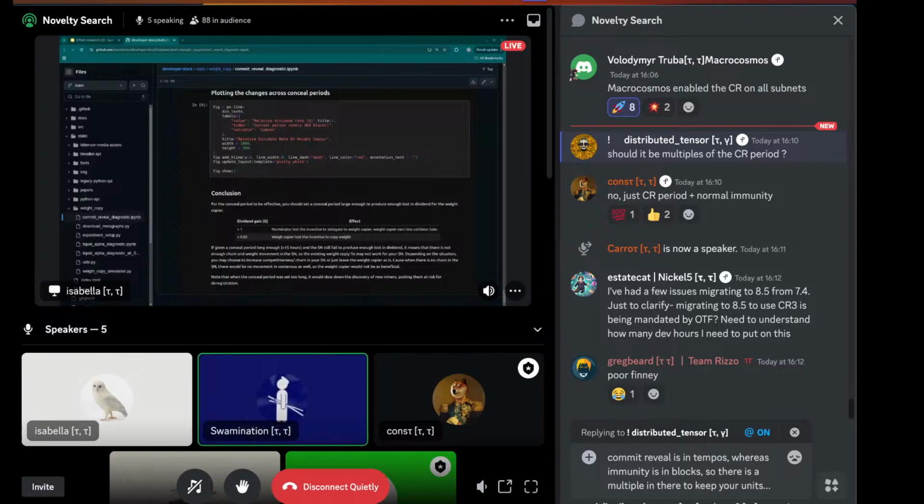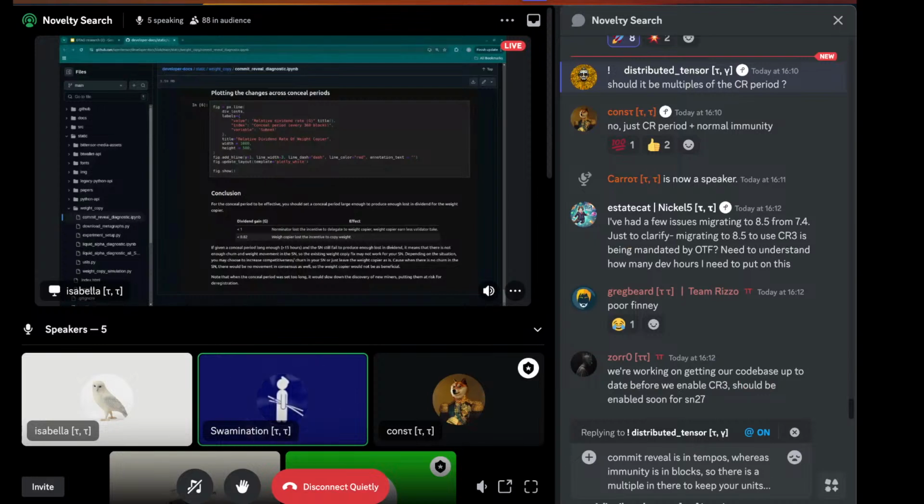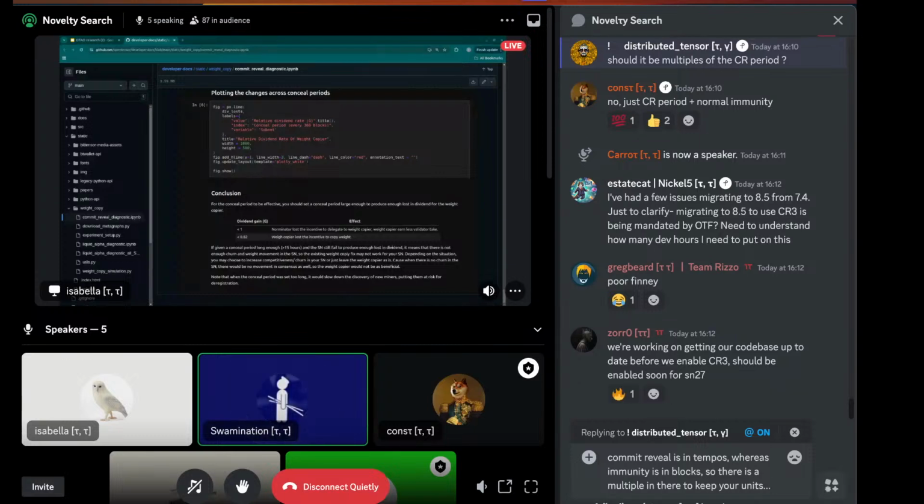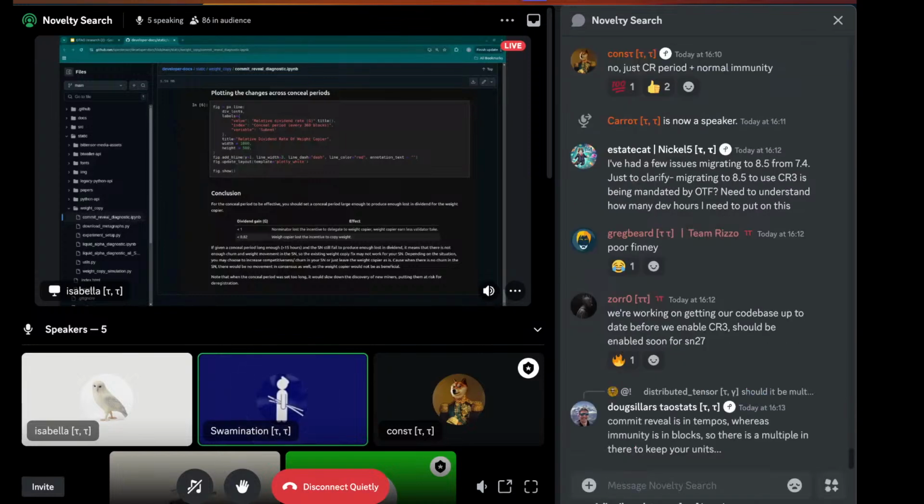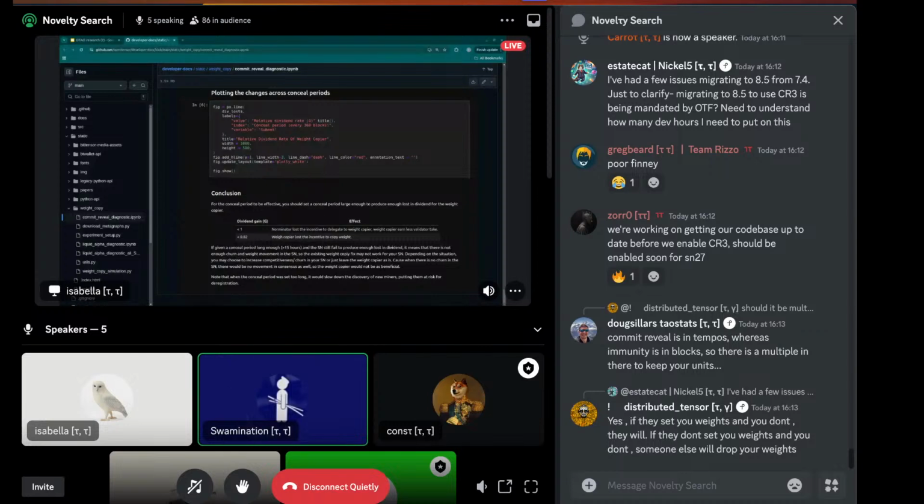Every subnet needs to dial it in. CR3 is a tool, a technology for people to use to help make them successful. So dialing that in is a responsibility of the subnet to ask, what's the right value for us? I've talked about this with Garrett and with others: if your subnet is more deterministic in its weight changes, and Reef has talked about this too, if it's more static and there's not a lot of variance, then commit reveal may not be as effective for you.